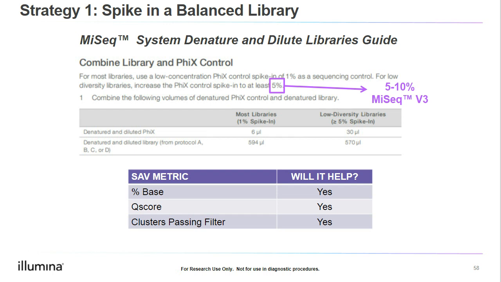We want at least 5% aligning during the run, so you may need to spike in a higher percentage to ensure that 5% aligns. Spiking in PhiX will increase and improve the base diversity in the run. It will improve the Q-scores, the quality for the run, and it will increase the percentage of clusters passing filter, which corresponds to an increase in data output.